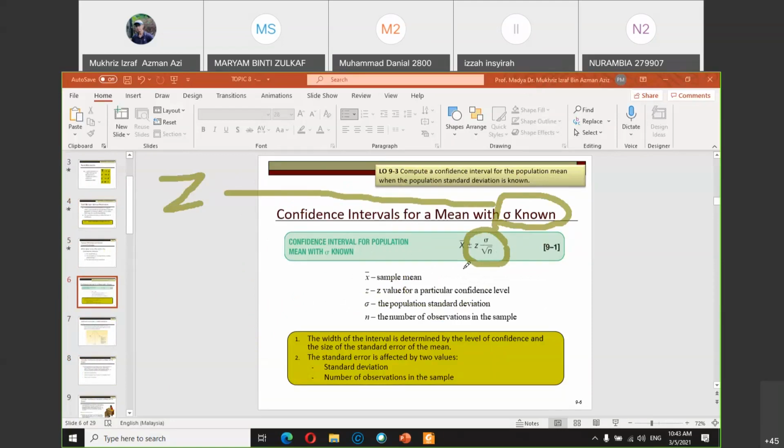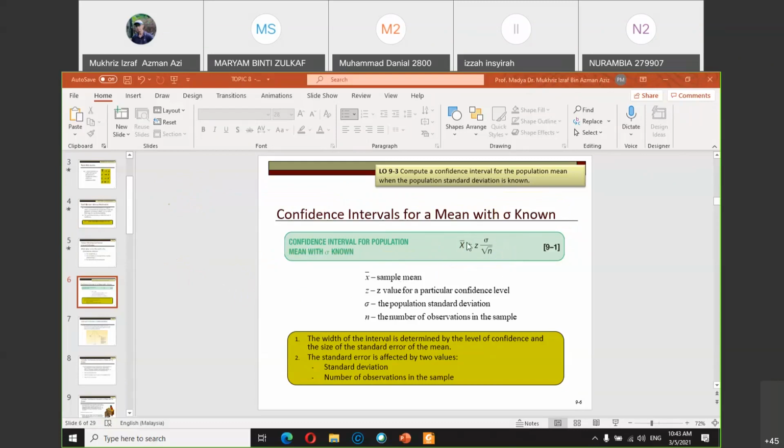So this part here is what we call the margin of error, ME. X bar is the point estimate plus minus the margin of error. When sigma is known, we are going to use the Z distribution, so the margin of error is calculated based on the Z distribution. The formula is very simple.